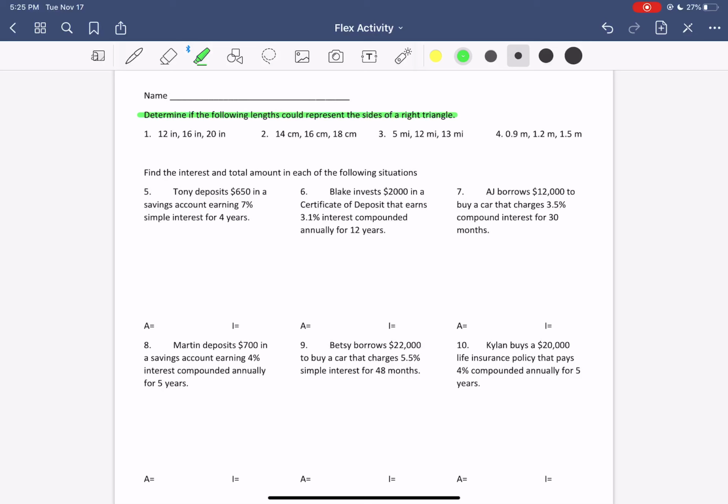Just to overview, we have a right triangle which has three sides, A, B, and C. A and B are interchangeable. The thing that has to be in the same place every time is C, which is across from the right angle, and C is called the hypotenuse. From there, we're going to look at each of these individually, starting with number 1. I'm going to go ahead and zoom in.